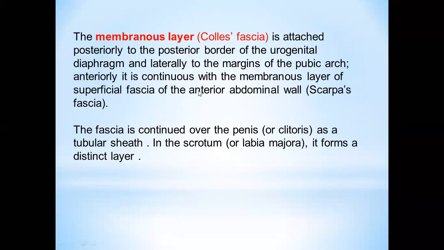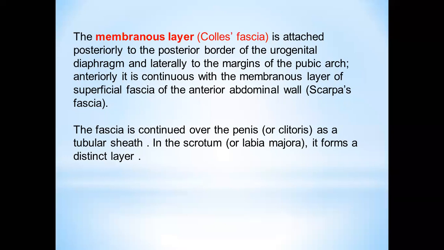Now, what is the membranous layer called? The membranous layer is also called the Colles fascia. This membranous layer is posteriorly attached to the posterior border of the urogenital diaphragm, and laterally it is attached to the margins of the pubic arch. Anteriorly, it is continuous with the membranous layer of the superficial fascia of the anterior abdominal wall, which is also called Scarpa's fascia.